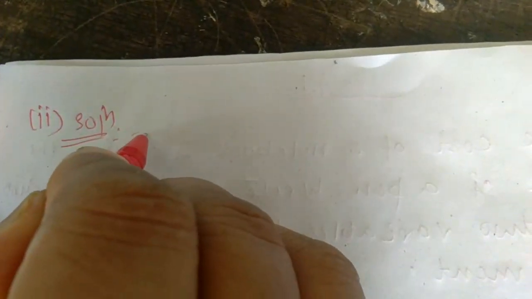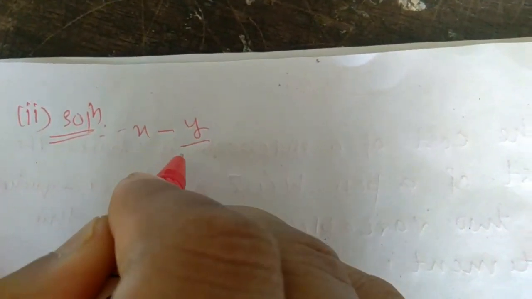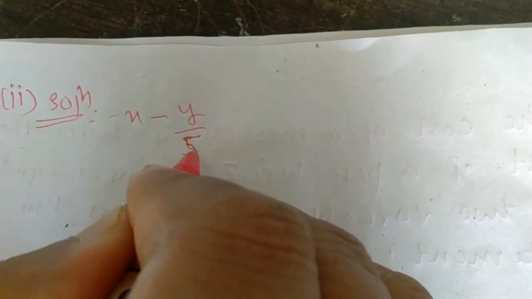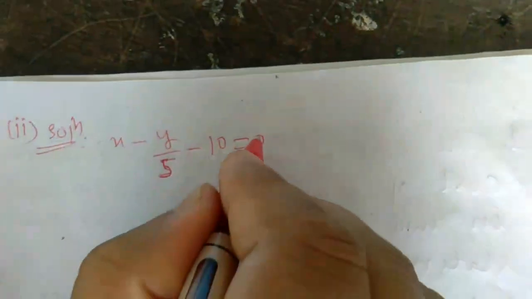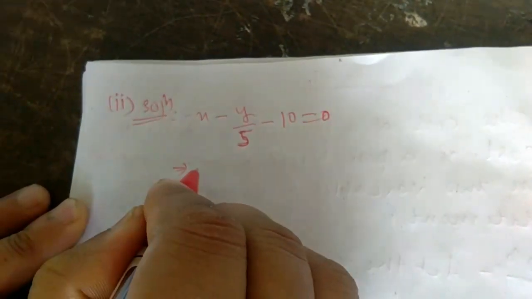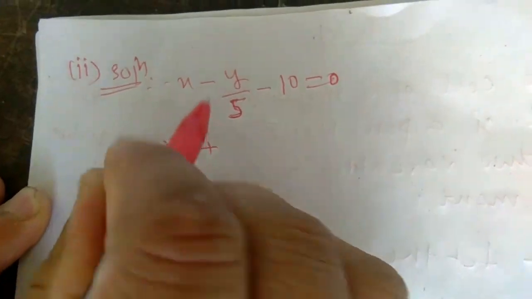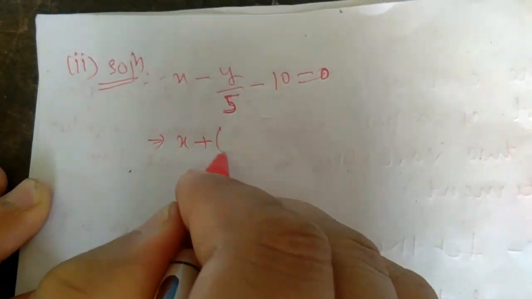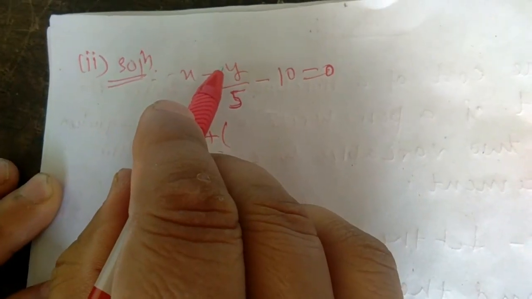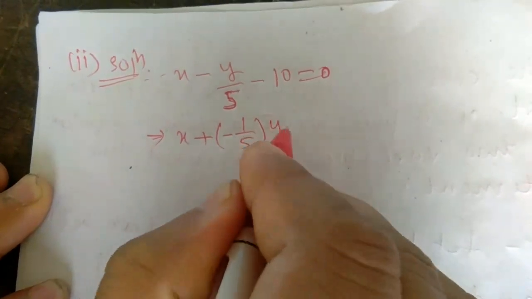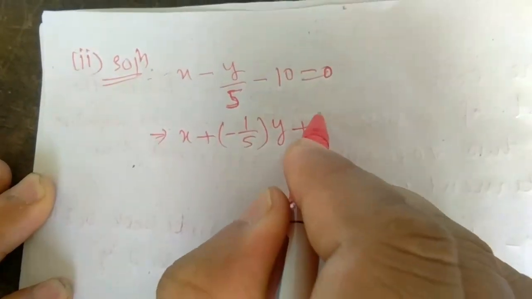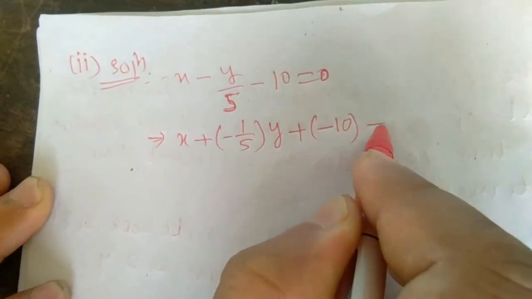Now the solution to question number 2. x minus y by 5 minus 10 equal to 0. So for x, though it is minus, you give plus sign, and here for the coefficient of y, you write minus 1 by 5. This y you write outside. It is minus, you put plus sign and write minus 10 within bracket.